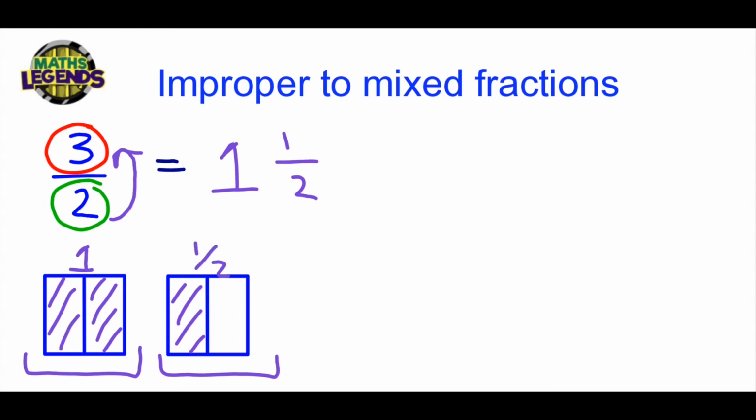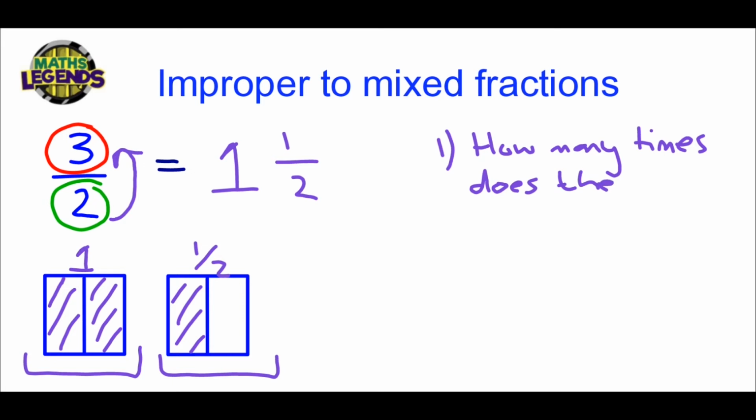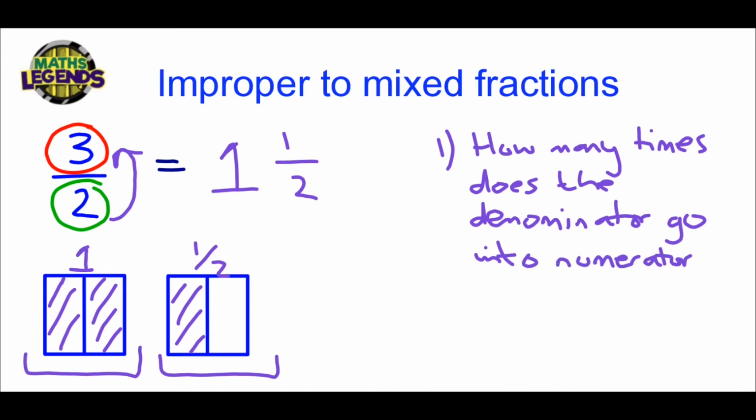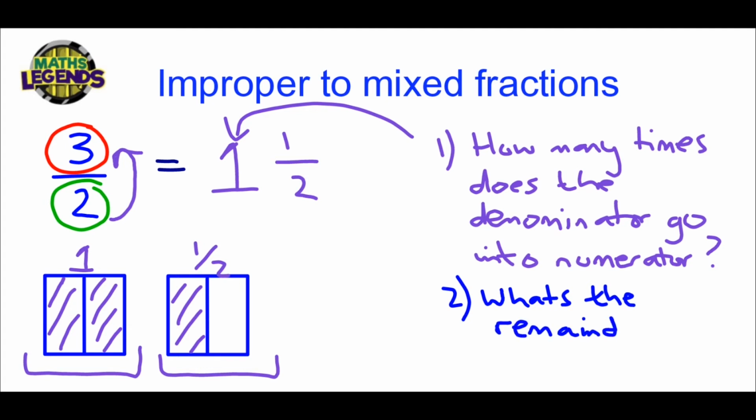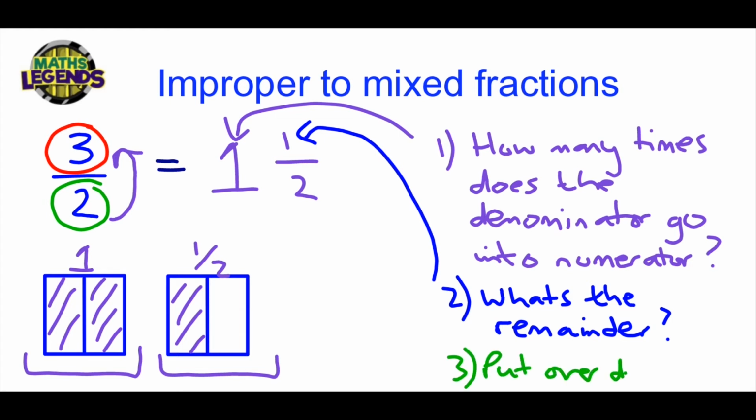So what was the rule? One, we say how many times does the denominator go into the numerator, the top number. So that's your whole number here. You then say what's the remainder, and this goes up here. The remainder is put over the denominator, which is this one here.